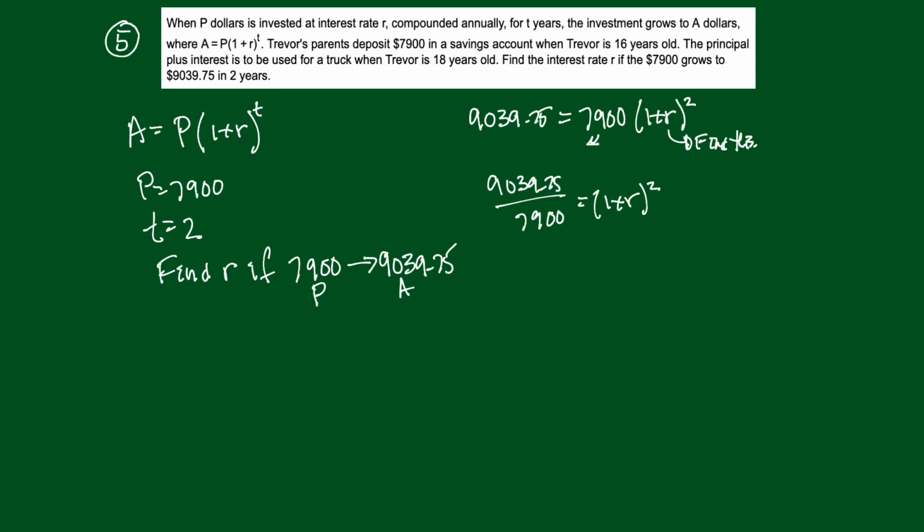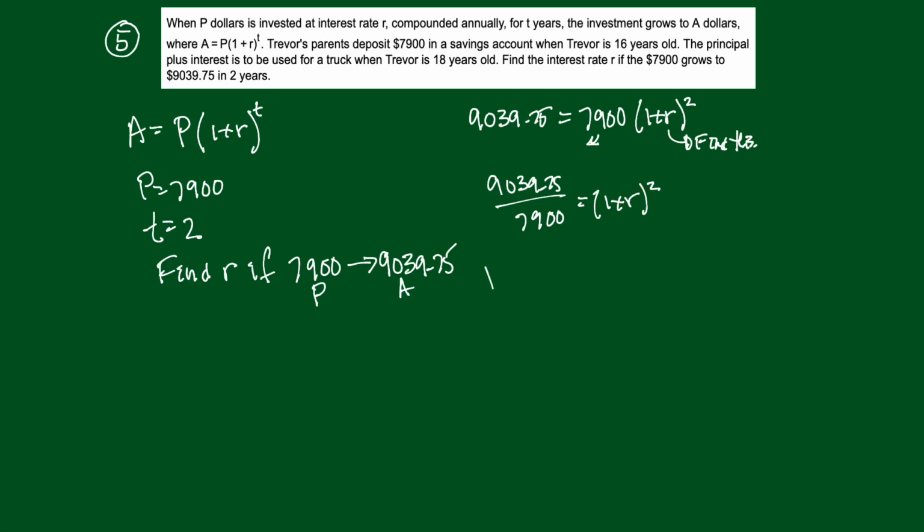Now, I'm not going to do this. Just leave this just as it is. We'll have the calculator do it all at the end. But you can see we have something squared. And this is what we did in the last section, is that we solved quadratic equations, a radical equation. We're going to take square root of both sides.